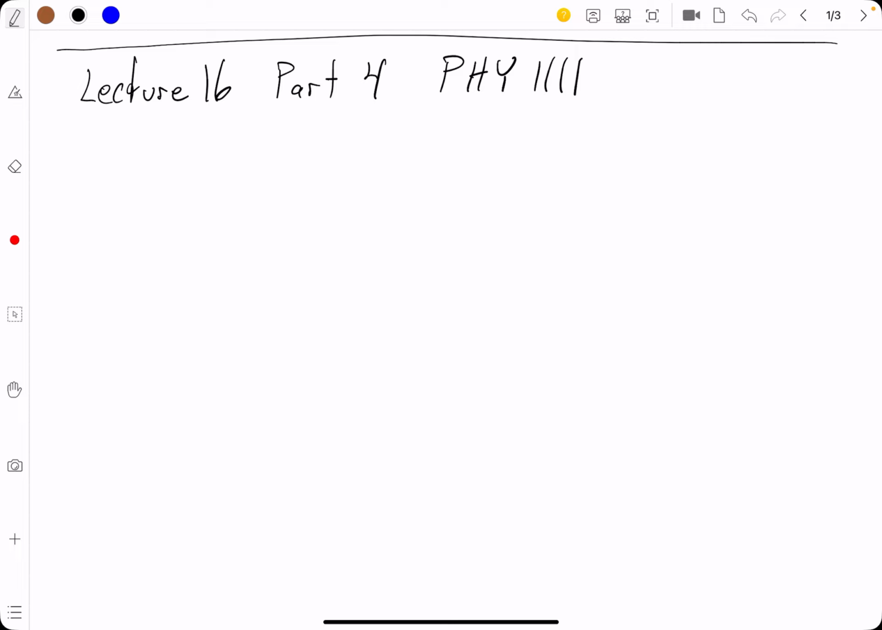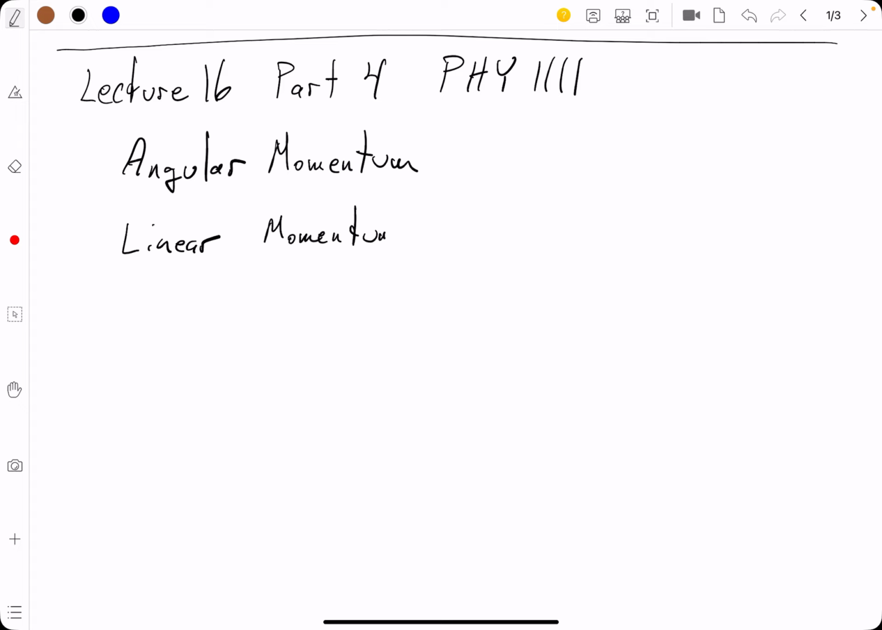Okay, so angular momentum. Wow, this is really fabulous. We've got angular momentum, and we're going to look at our linear momentum first. We know what linear momentum is, right? Easy. P equals mass times velocity.